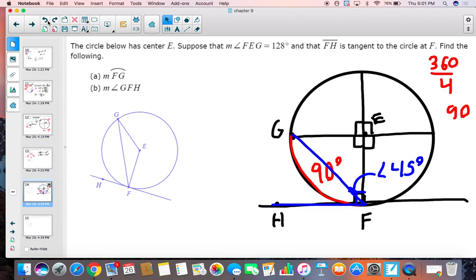So let's look back over at our picture. It's saying that the circle below has center E. Suppose that the angle FEG, so this angle right here, is 128 degrees, and that FH is tangent to the circle at F. So we know that EFH is a 90-degree angle. Now let me draw that over here. And then it wants us to find the arc length of FG.